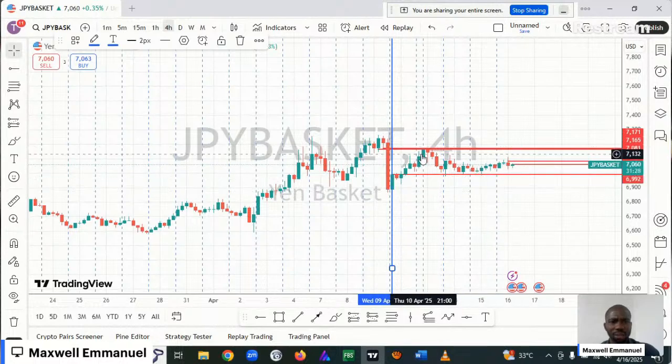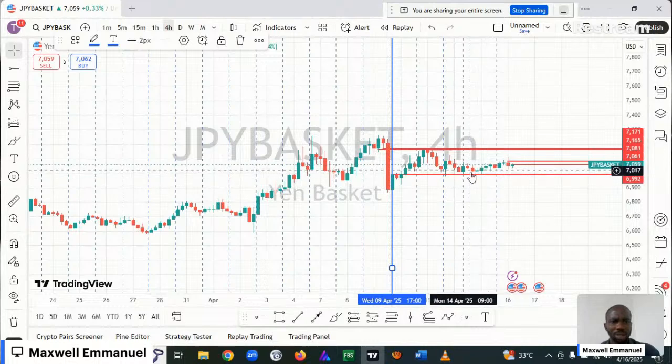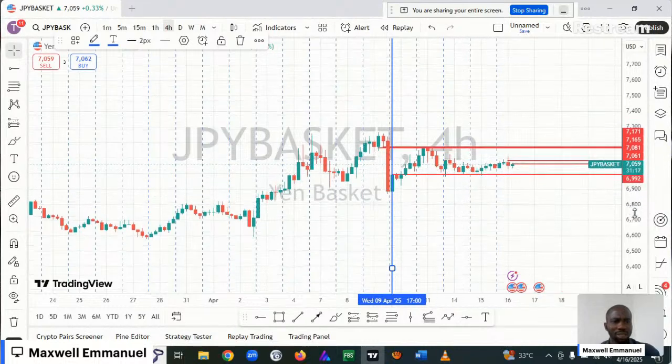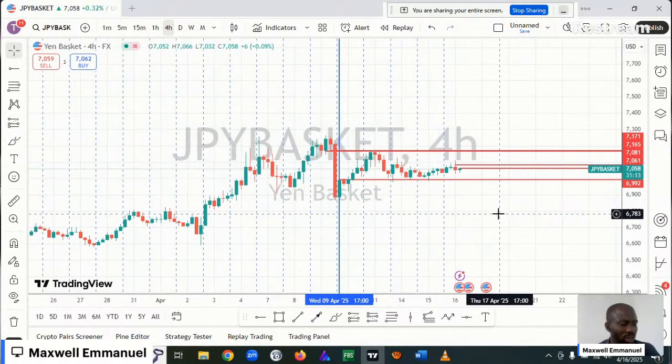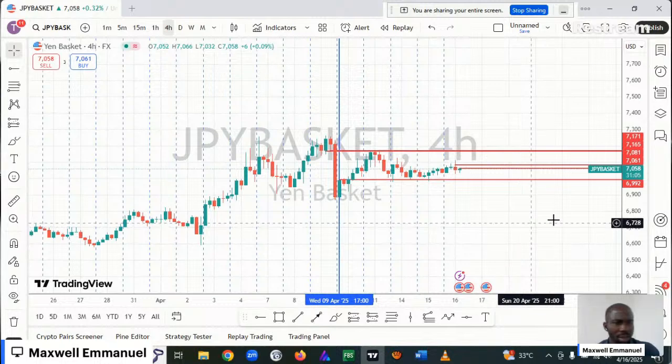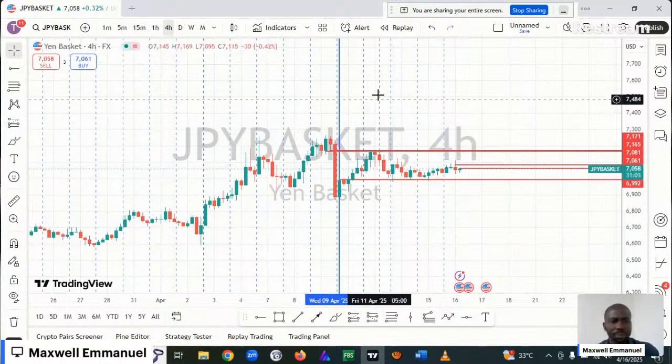Only consider buying if price breaks this resistance. If a 4 hour candle breaks this resistance, then one can consider buying. But at the moment, I think the bears are still in control on yen. I hope that is clear.